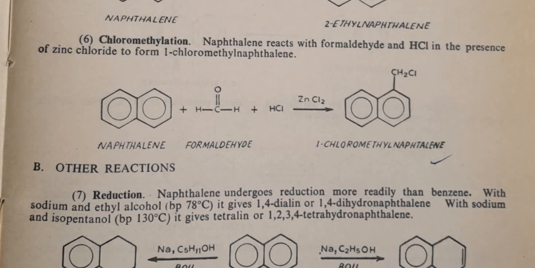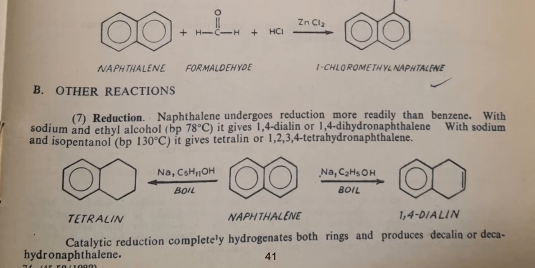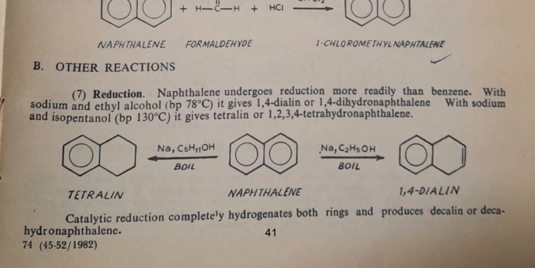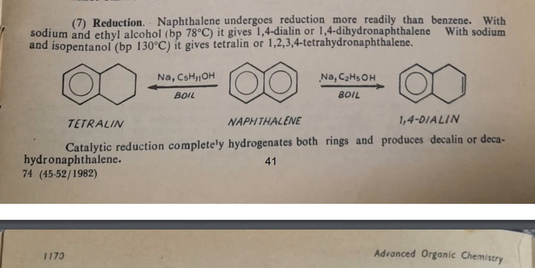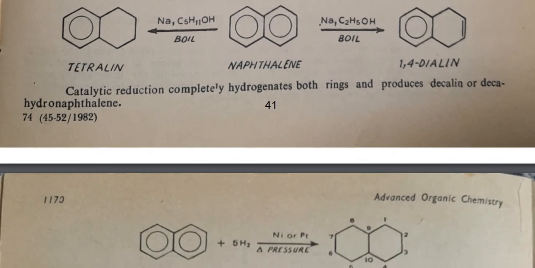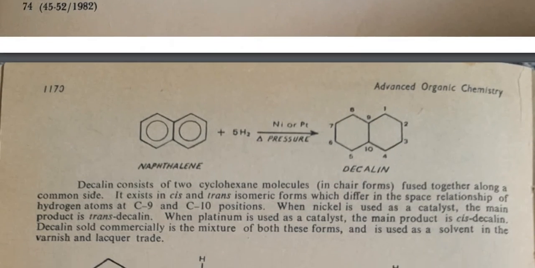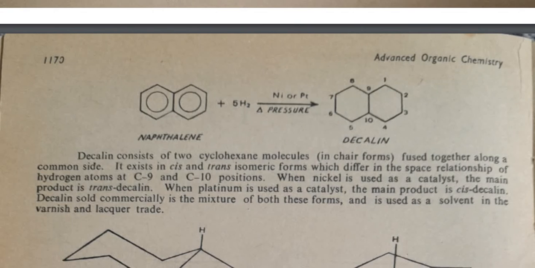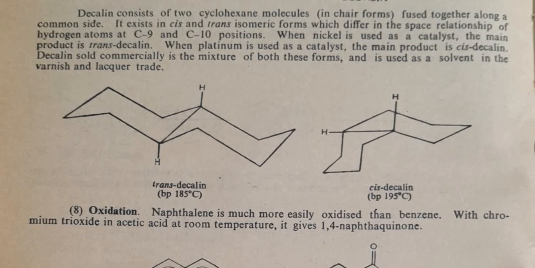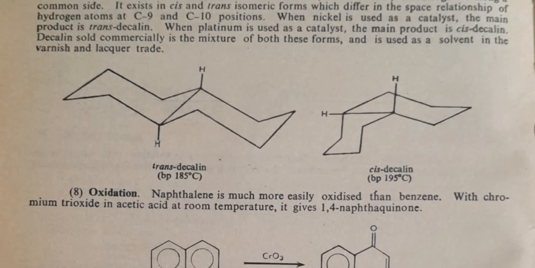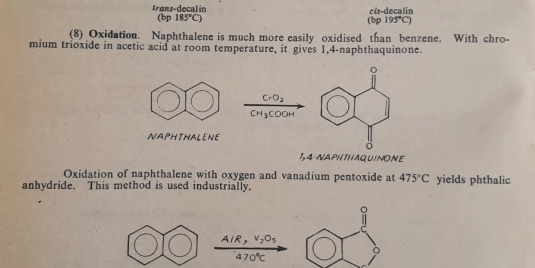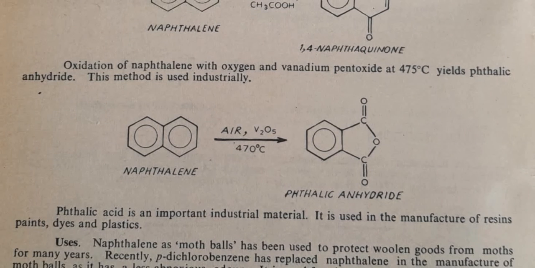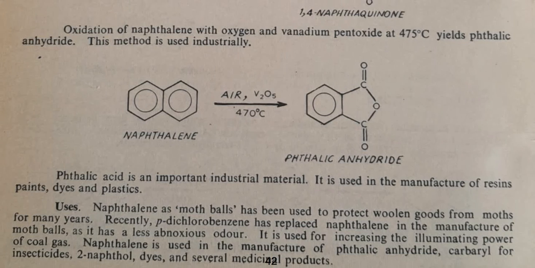Chloroformylation gives 1-chloromethyl naphthalene. Naphthalene gives tetralin on reduction, and 1,4-dihydronaphthalene if reacted with sodium and ethanol. Naphthalene undergoing complete reduction gives decalin, both cis-decalin and trans-decalin. On oxidation, naphthalene gives 1,4-naphthoquinone. Naphthalene reacting with air and vanadium pentoxide gives phthalic anhydride.